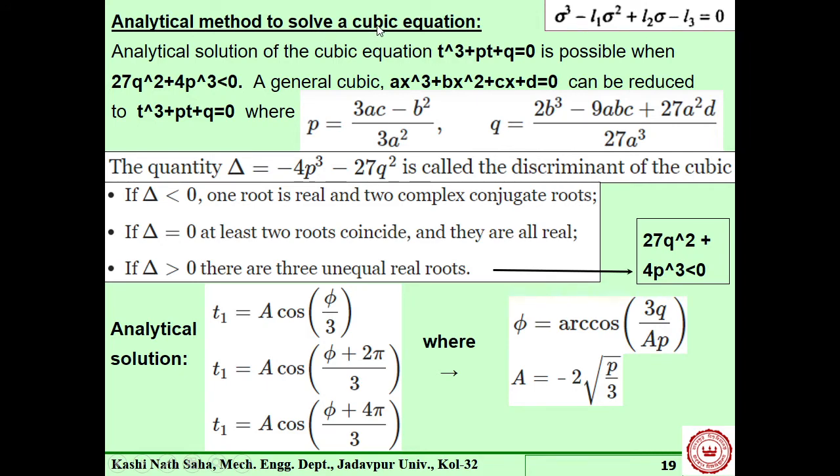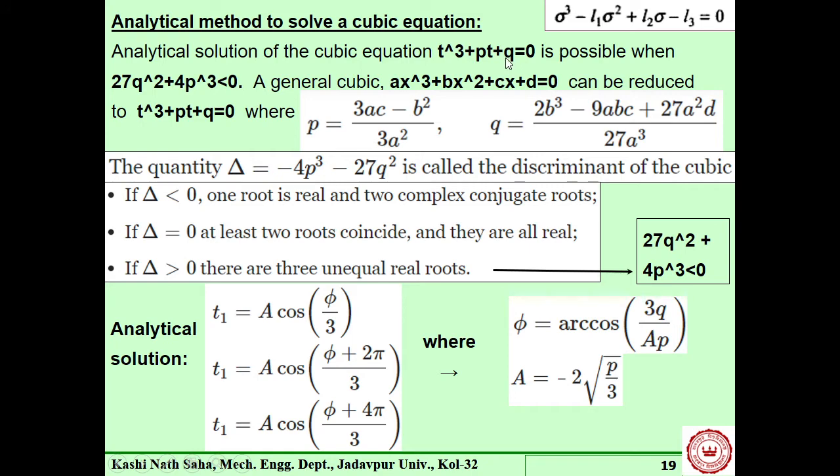Okay. Now the general form of a cubic equation is like this. Okay. Now you note this is our cubic equation, right? So if we compare this one with the general form, for our case A is 1, B is minus I1, C is I2, and D is minus I3. So if this is the general form of a cubic equation, it is possible to reduce that equation in this particular form. Okay.